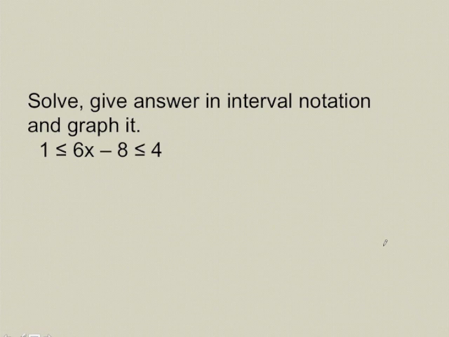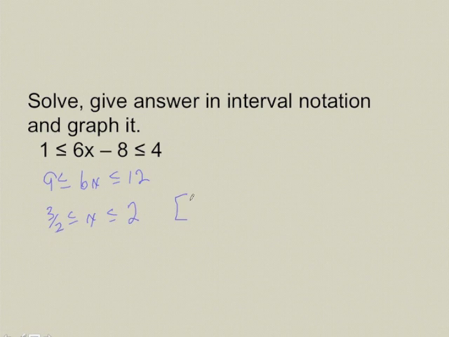Solve this and give the answer in interval notation. Notice we do have, like we did with our examples of bounded intervals, the x in the middle. So we treat this as if it had 3 sides. We add an 8 to each side. 9 is less than or equal to 6x is less than or equal to 12. We divide by 6. 3 halves is less than or equal to x is less than or equal to 2.